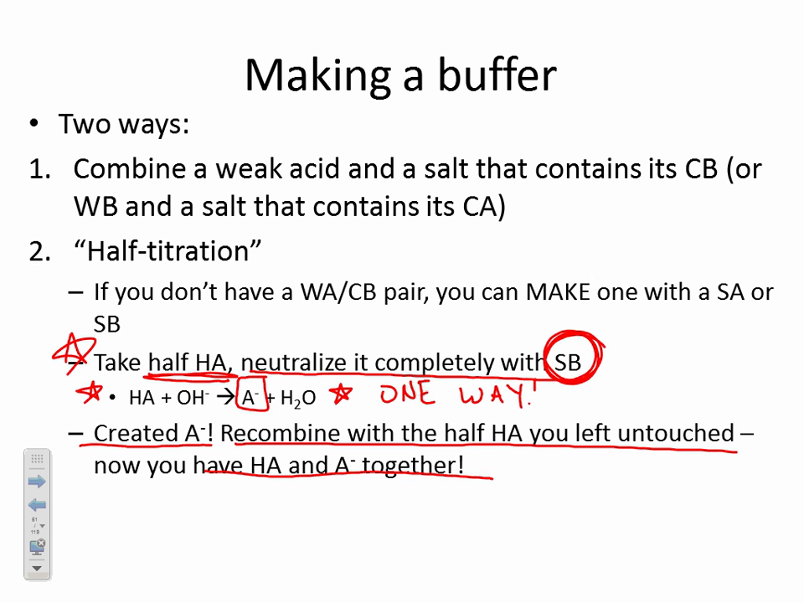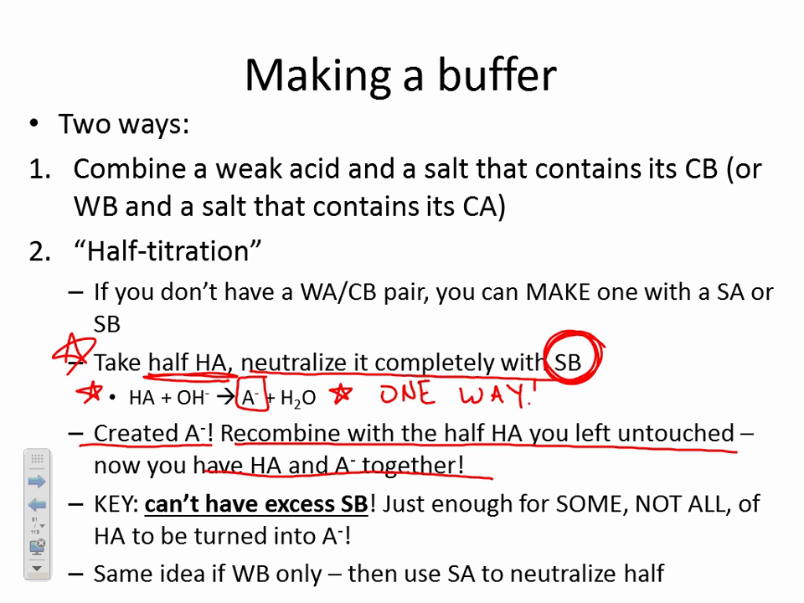Now, when you do this, there are some key points about this. You cannot have excess strong base, meaning you can't have more moles of strong base than you do weak acid. So you have to be very, very careful with how much strong base you add. You have to react it exactly so that you don't have any extra hydroxide swimming around, because if you do, then you run the risk of using up all of your HA, which you do not want to do. You need both HA and A minus, so you have to keep some HA unreacted. So just enough for some, not all.